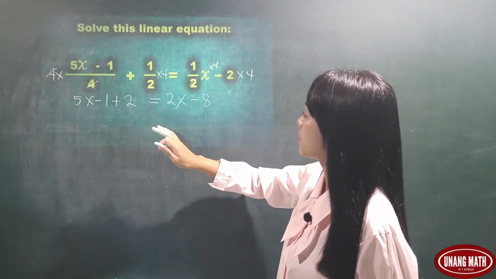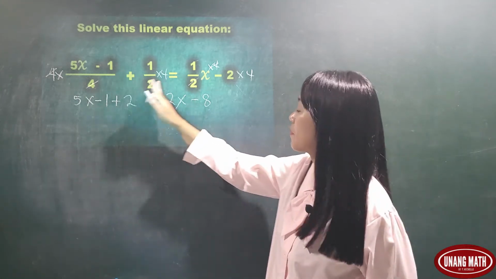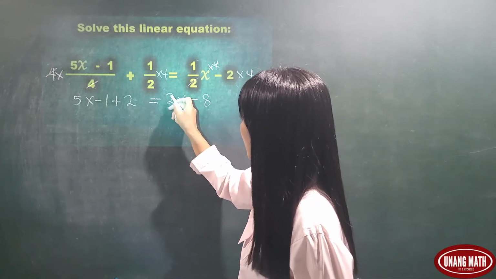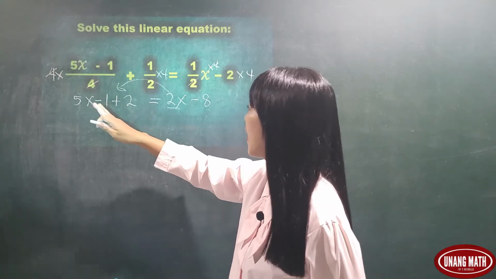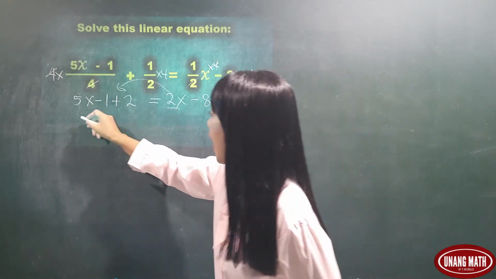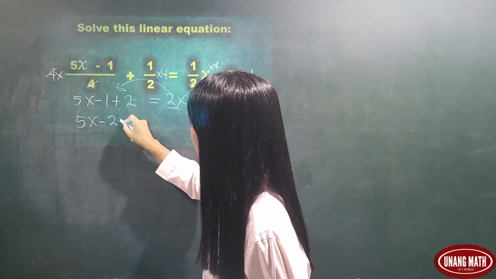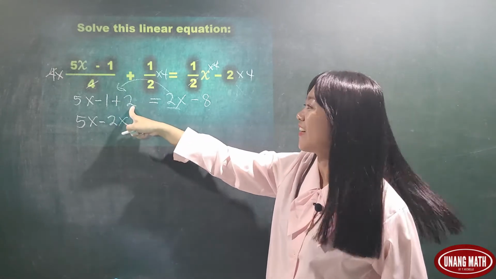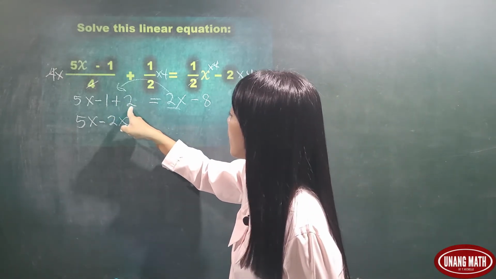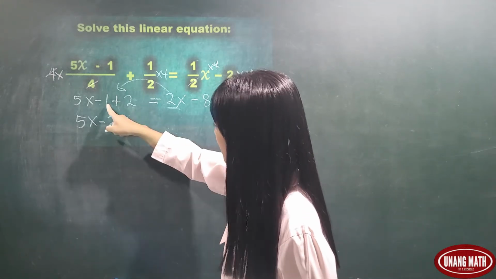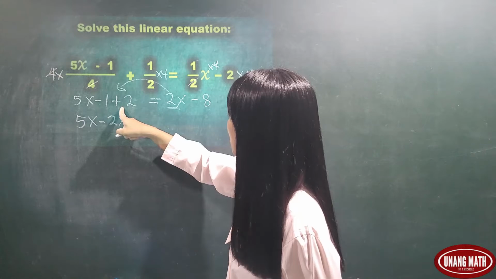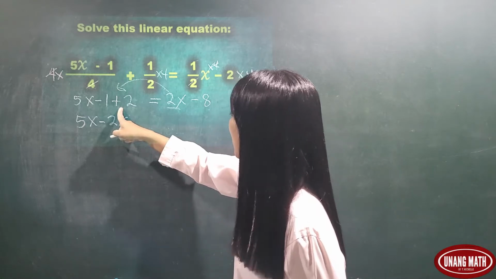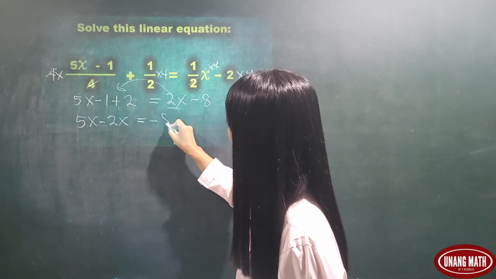Now we will apply transposition. X term on the left side, constant term on the right side of the equation. This is positive 2x. So if we transpose or move it to the left side, it becomes negative 2x. So we have 5x minus 2x. Negative 1 plus 1. This is negative 1 plus 2. This is actually positive 1. If we transpose this to the right side of the equation, it becomes negative 1. So this is equal to negative 8 minus 1.